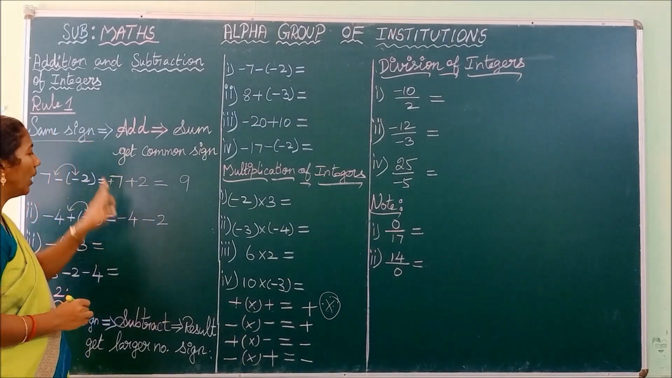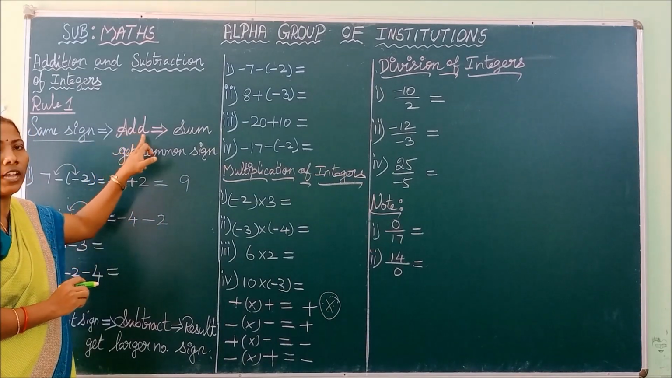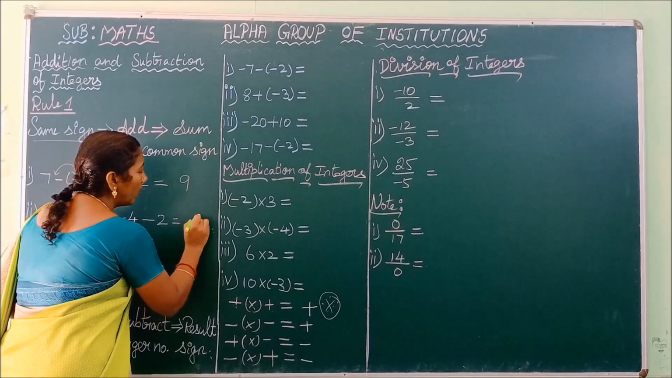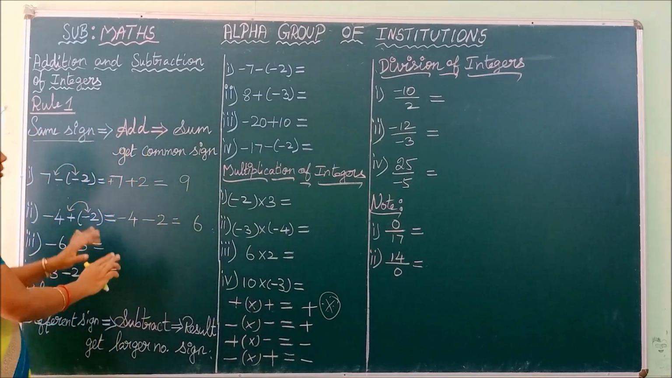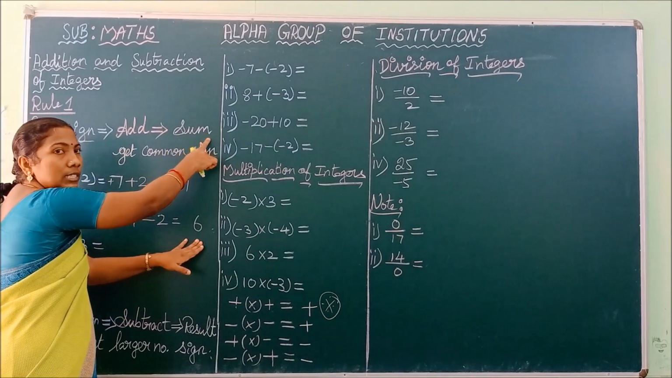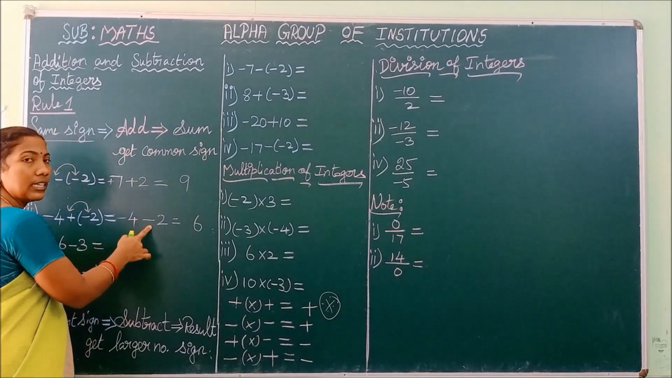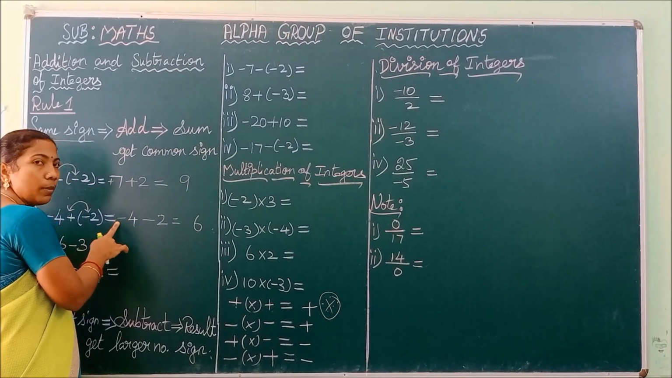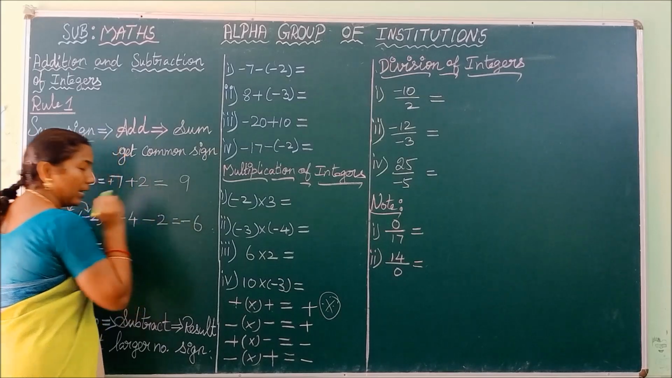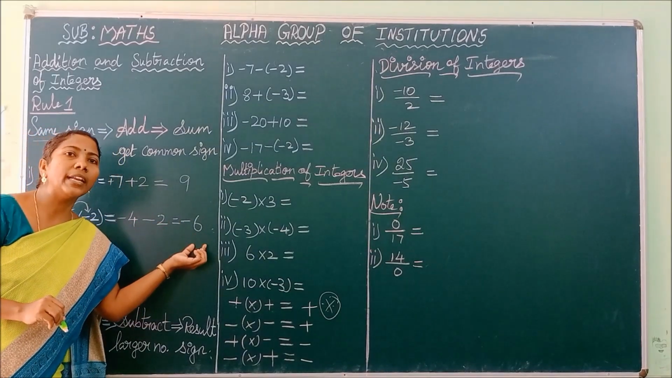As per rule 1, the given two integers are in the same sign. Same sign means we have to add. Add the values 4 plus 2. Ignore the symbol and add 4 plus 2, 6. So 6 is our sum. This sum gets the common sign. What is the common sign here? Symbol of 4 is also minus. Symbol of 2 is also minus. So the sum gets the symbol minus. So minus 4 minus 2. What is our answer? Minus 6.